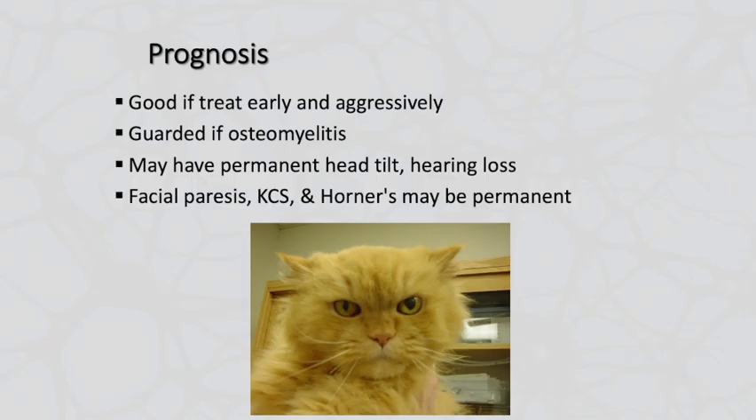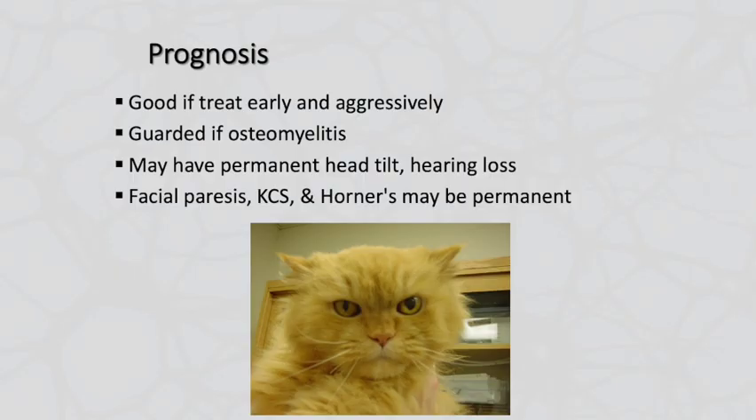So peripheral vestibular disease, the two most common causes are going to be otitis media interna and idiopathic. By far and away, looking at the studies, that's going to be 70 to 80% of all peripheral vestibular cases. So usually the prognosis is good, especially if we treat it early and aggressively. If it is a more severe infection to where there's osteomyelitis, if it's a fungal infection, if it's neoplasia, then of course the prognosis is going to be worse in those situations.